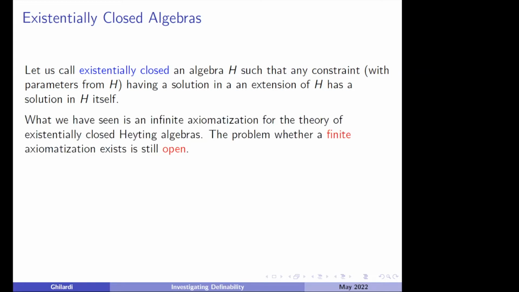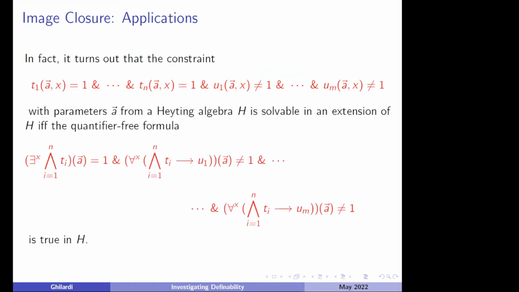And this is an axiomatization of the existentially closed Heyting algebras, an infinite axiomatization, which means that if you put a first-order existential quantifier here, this is equivalent to this. Okay, this is the axiomatization, it's an infinite axiomatization. And these are not real quantifiers. These are abbreviations for complicated formulas that you compute via the translation with the images and so on and so on. But they are not real quantifiers. Okay.